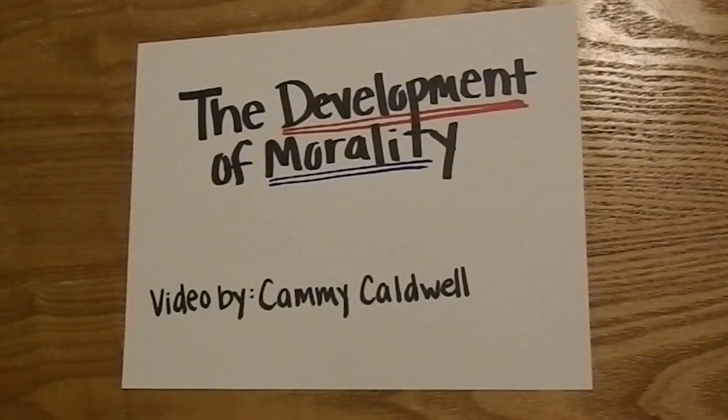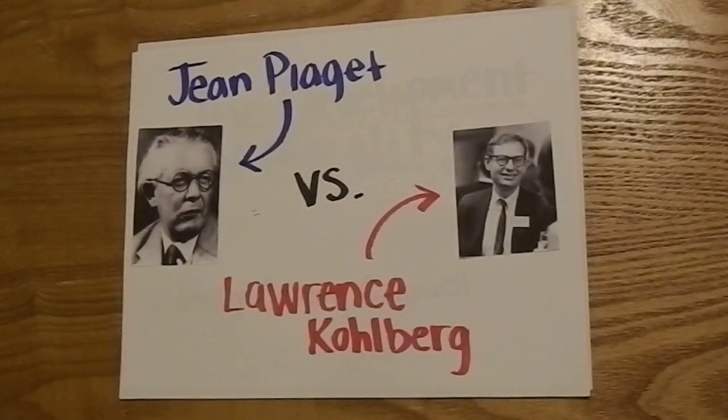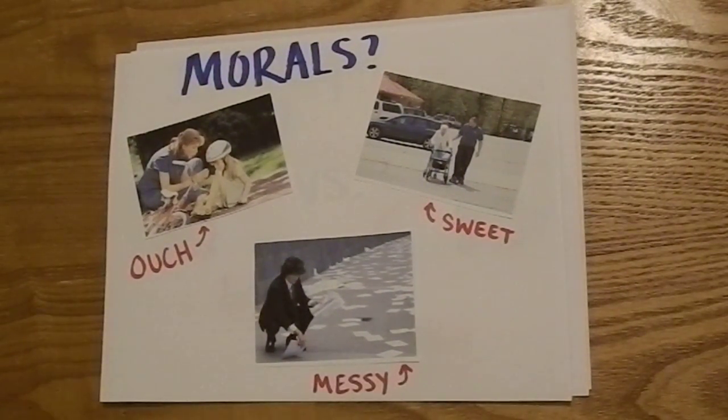The development of morality. Jean Piaget versus Lawrence Kohlberg. Let's begin with what moral development is, and why it's important. Morals are an individual's sense of right and wrong, and moral development is the change in how a person behaves related to these moral issues. This behavior is based on underlying intentions and goals.